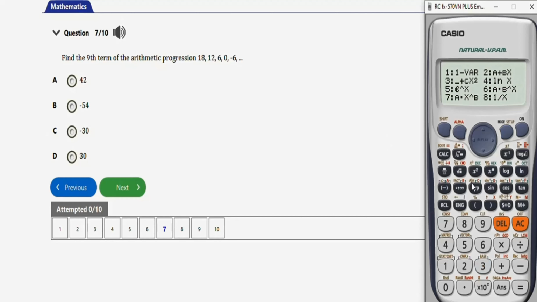Okay, press 2 for AP. We have up to 5 terms here. Let's work with only 2, 1 and 2. So come to this place and put the values. We have 18 for first term and 12 for second term. Alright, values are stored. Let's get the 9th term. Press shift this button, regression, press 5 again. So come here and put 9. To get the output, press equal to. We'll have it to be minus 30, which is option C. That's it for this question.